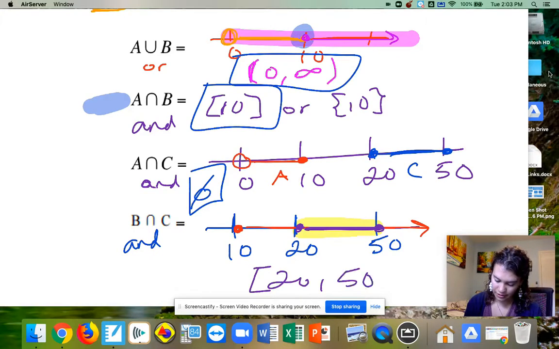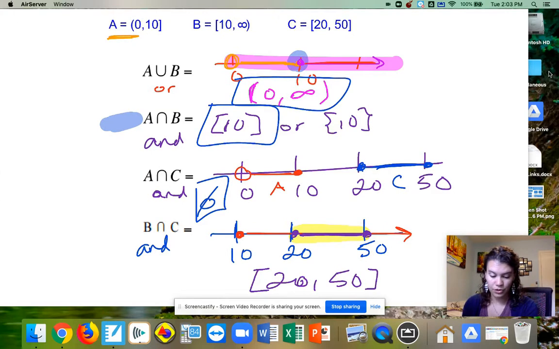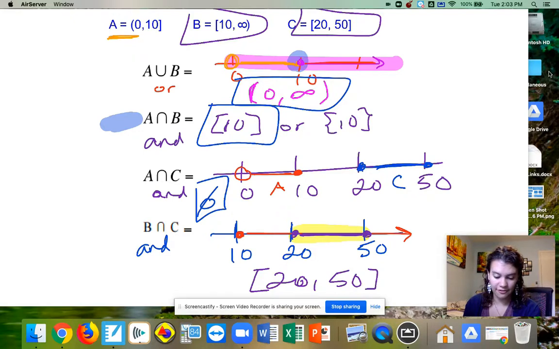20 to 50. You don't have to draw the pictures with these. I just think it's helpful. Like you could look at B here and C here and say, well, C is inside of B. Obviously 20 to 50 is in between 10 and infinity, so they have to overlap at all of C. It's up to you. But I sometimes like to see a picture of where do they actually physically overlap.